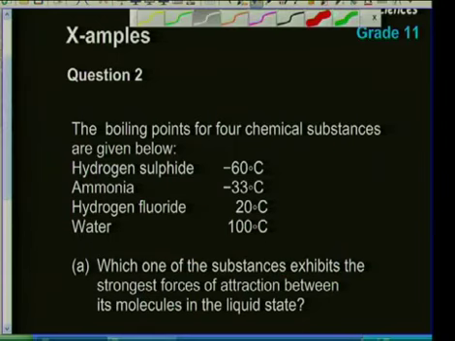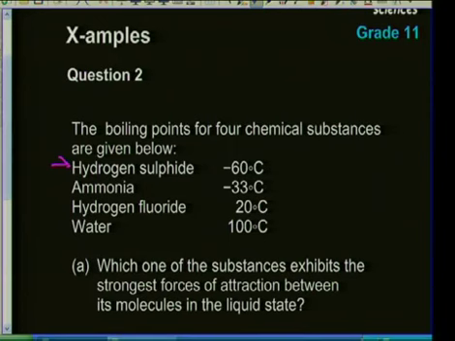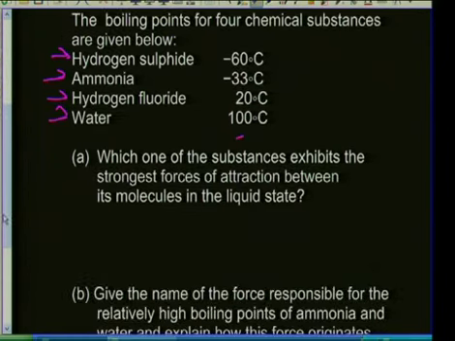Right, let's apply our knowledge now to a question. Second question for today, and let's see how we can get through this one. The boiling points for 4 chemical substances are given below. We've looked at these before. Hydrogen sulfide, minus 60 degrees. Ammonia is at minus 33. Hydrogen fluoride at 20, and water at 100. Now, we're asked which one of the substances exhibits the strongest intermolecular forces of attraction between its molecules in the liquid state.